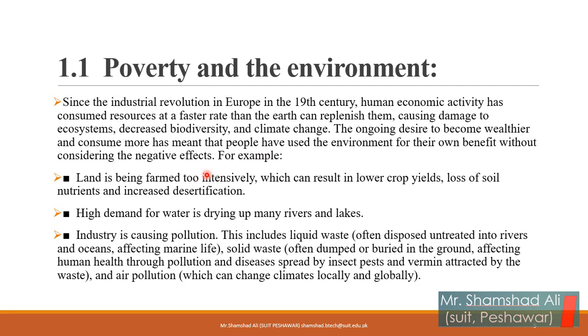For example, land is being farmed too intensively, which can result in lower crop yields, loss of soil nutrients, and increased desertification. As you can see, in one season we can harvest 2 to 3 crops from the land, from the soil. So by doing this type of activity, the fertility of the soil decreases with the passage of time.